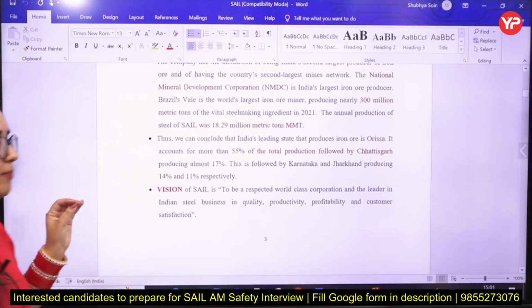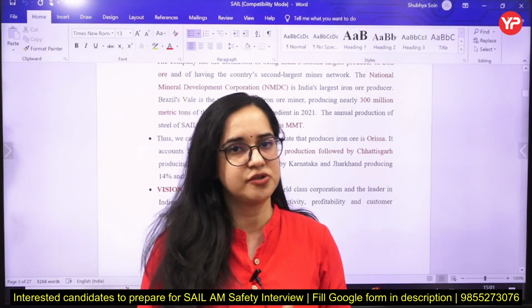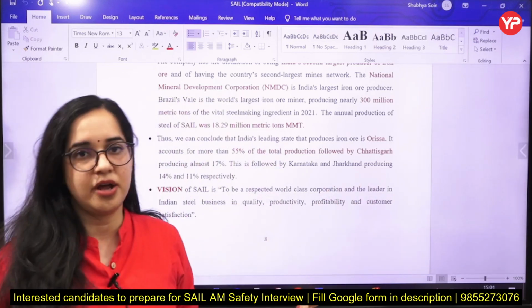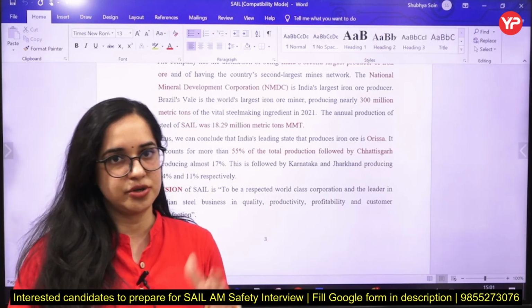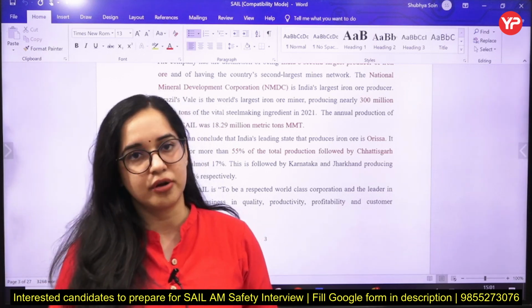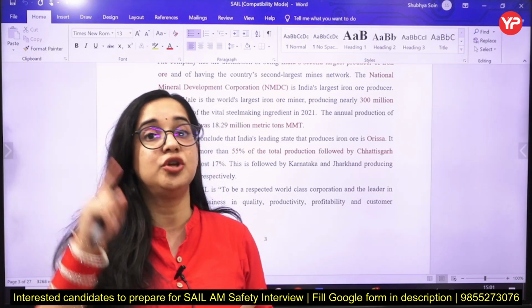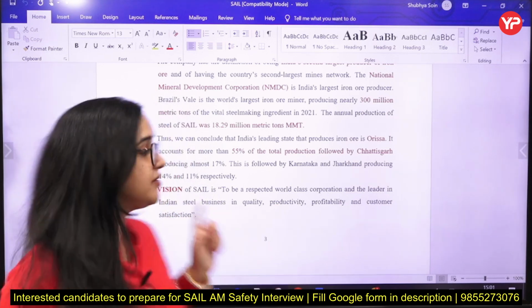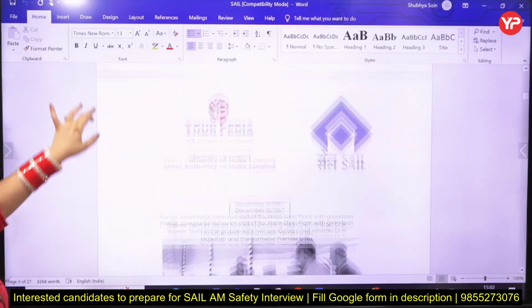Then comes a very important aspect: whenever you visit any website, the vision and mission part is already listed, which is given here in the documentation too. Vision is the long-term goal of any organization, mission is the short-term goal. Sometimes when they ask you why you want to join this particular organization, you can mention the vision of the organization which aligns with your vision of life too. What is the vision of SAIL? It is to be a respected world-class corporation and the leader in the Indian steel business in quality, productivity, profitability and customer satisfaction. So you should be aware about it.